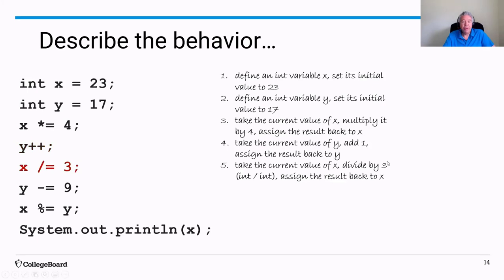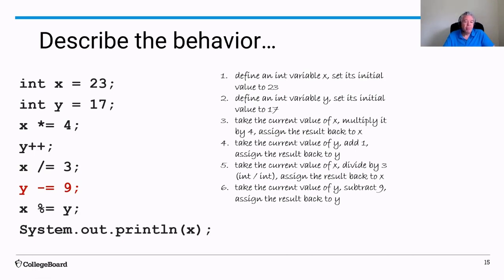The next line says we're going to use our division equals compound operator. So we're going to take the current value of x and divide by 3, remembering that we're doing an int divided by an int, which means our result is also going to be an int, and we're going to assign the result back to x. We're going to use minus equals, take the current value of y, subtract 9, and assign the result back to y.